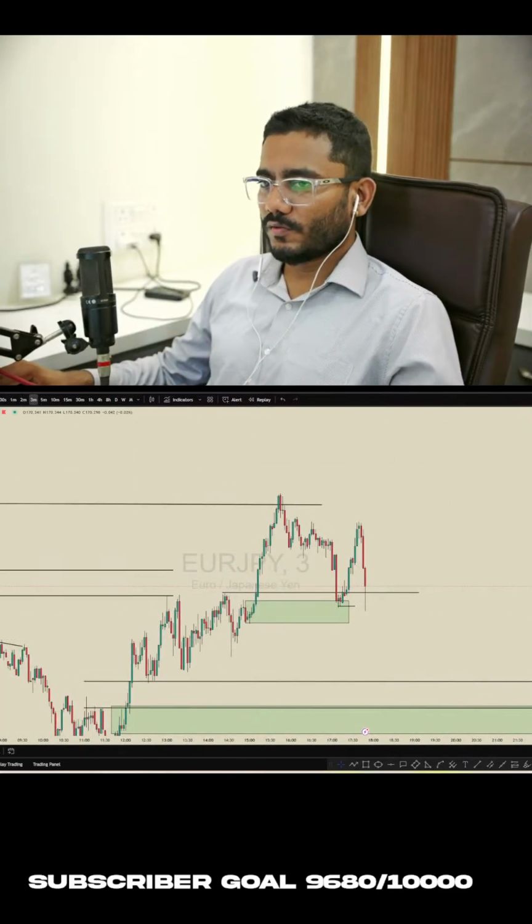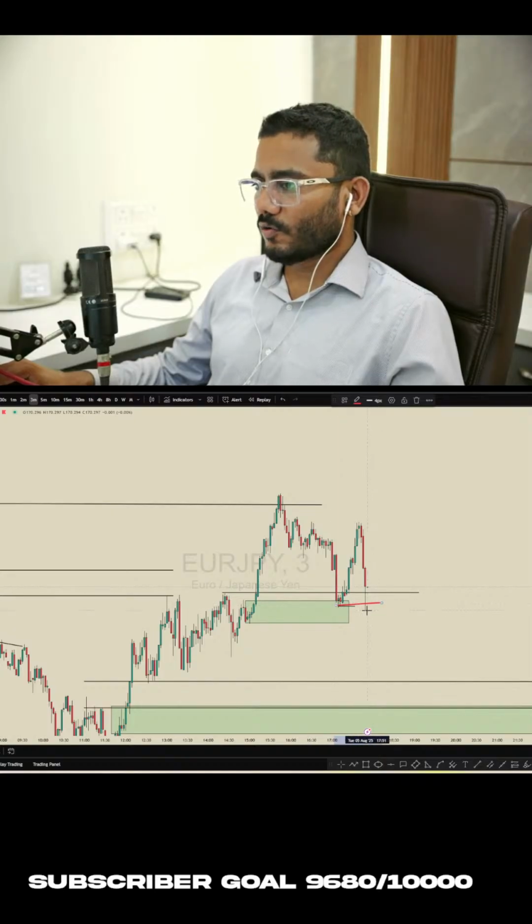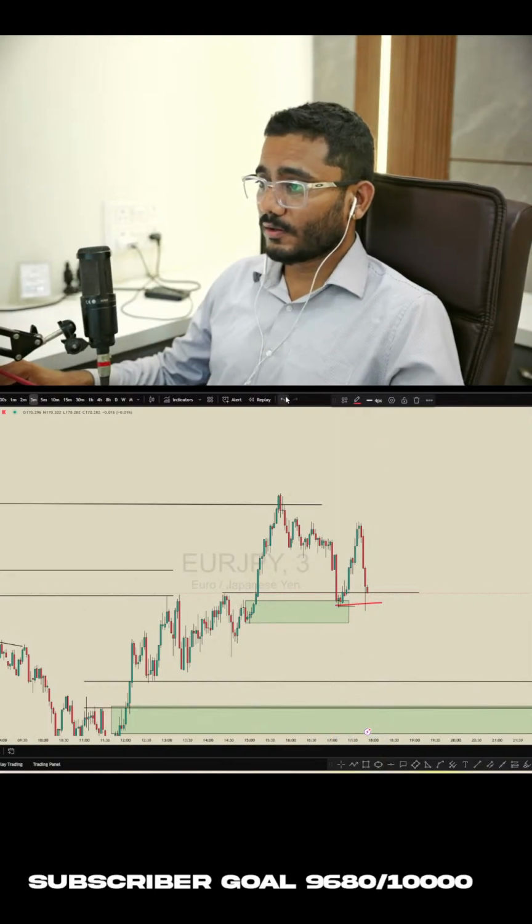On EURJPY also we can see price took out this previous low and again it can continue to the upside.